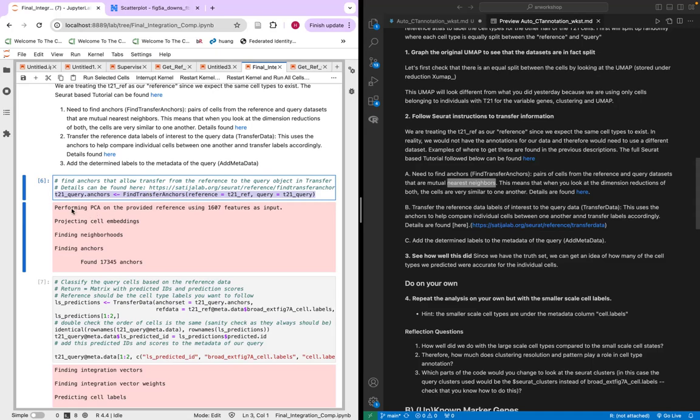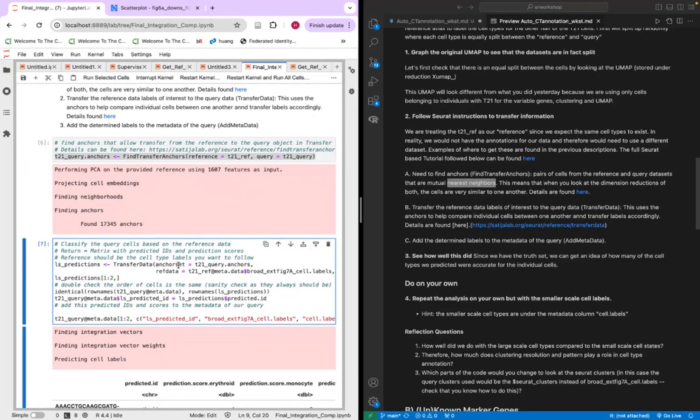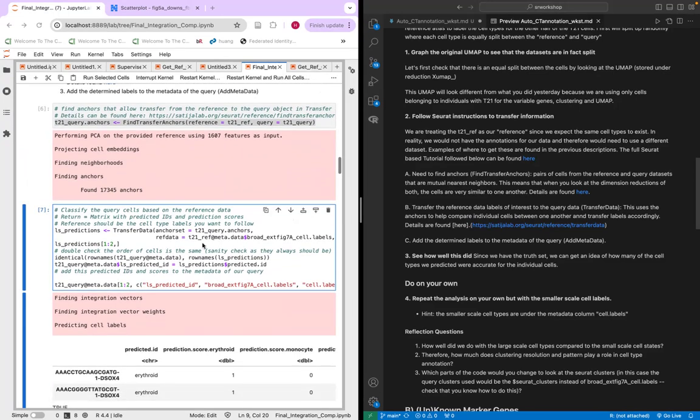So you find the transfer anchors. It will get that lower dimensionality, project the query set onto the reference set, find the nearest neighbors, and therefore find the anchors. We see that we find plenty of anchors to connect them. Then after we find these anchors, we can transfer the data labels of interest from the reference set to the query data. This uses those anchors to compare the individual cells and transfer labels accordingly. So that's where the transfer data step is occurring.